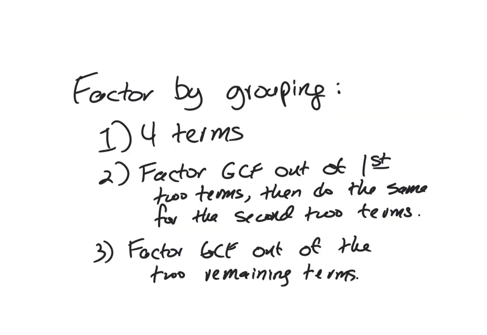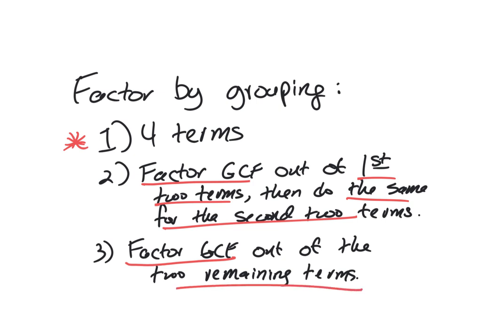Okay, factor by grouping. 3 things to know about factor by grouping. We're going to do this when there are 4 terms. First of all, it has to be 4 terms. Secondly, these are the steps. We're going to factor the GCF out of the first 2 terms. Do the same thing with the second 2 terms, take out the GCF. Then we're going to factor the GCF out of the 2 big remaining terms. I know that sounds a little complicated. It's really not. Let me show you about 2 or 3 examples here.